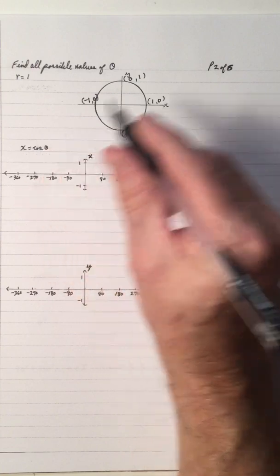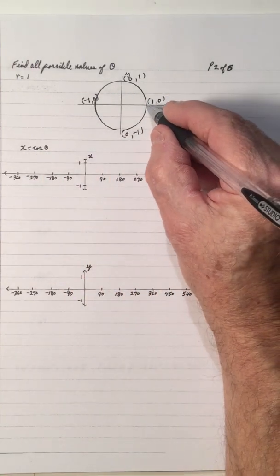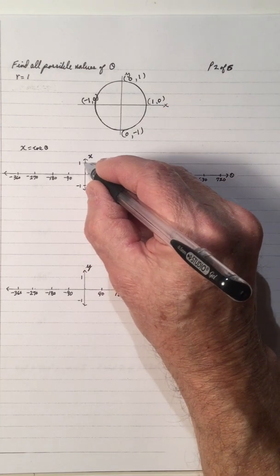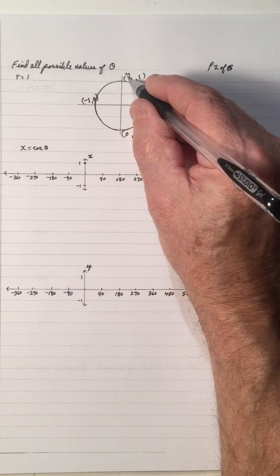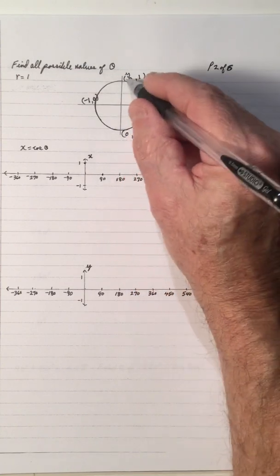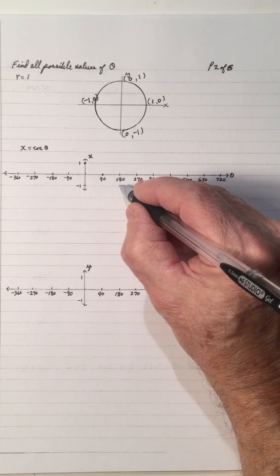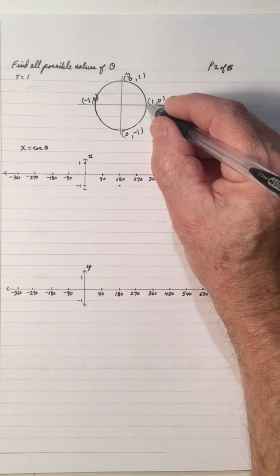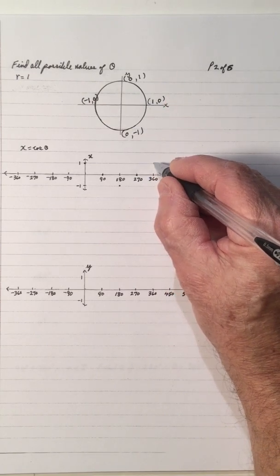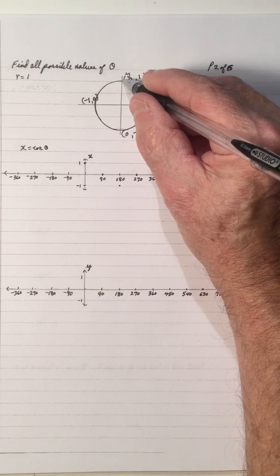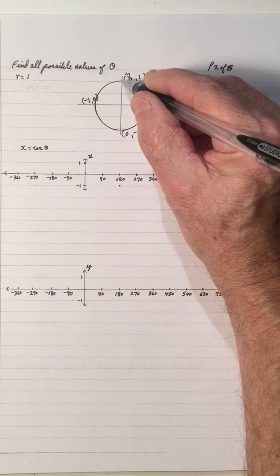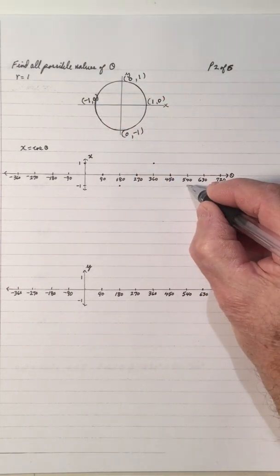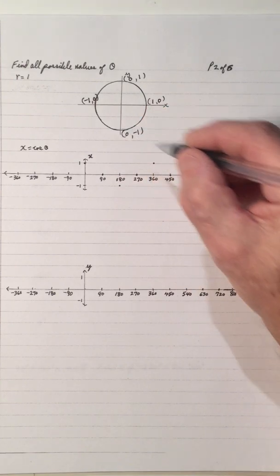Cos is the x, so on this circle, at 0 degrees x is 1. At 90 degrees, x is 0. At 180 degrees, x is -1. At 270, x is 0. At 360, x is 1. At 450, x is 0. At 540, x is -1. At 630, x is 0.